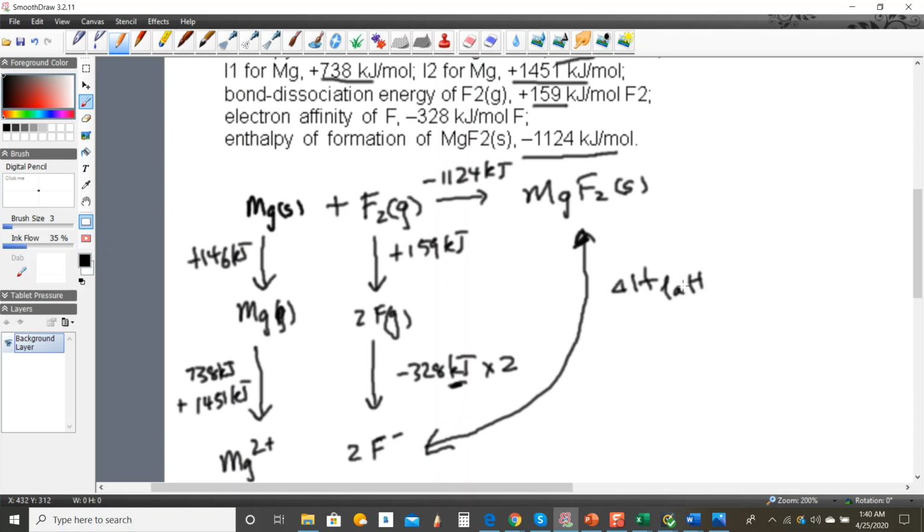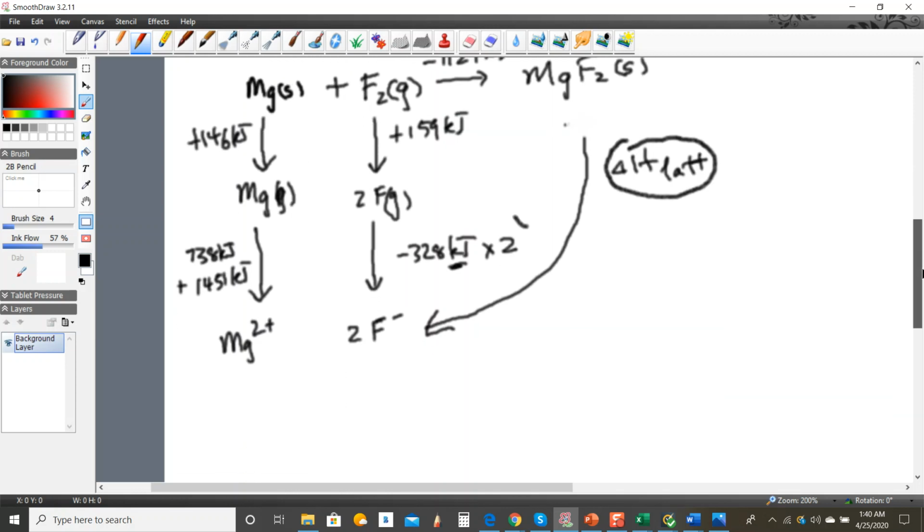So let me scratch this out here. In fact, let me be neat about it and erase this. So go back to my pencil function. So basically what the question is asking you to do is calculate this delta H lat, or the lattice energy.